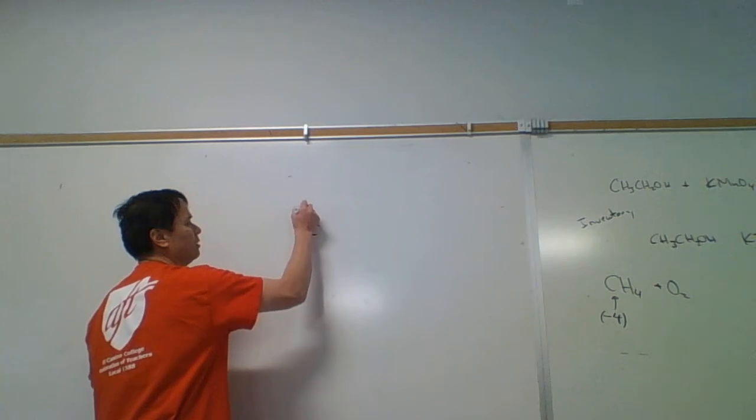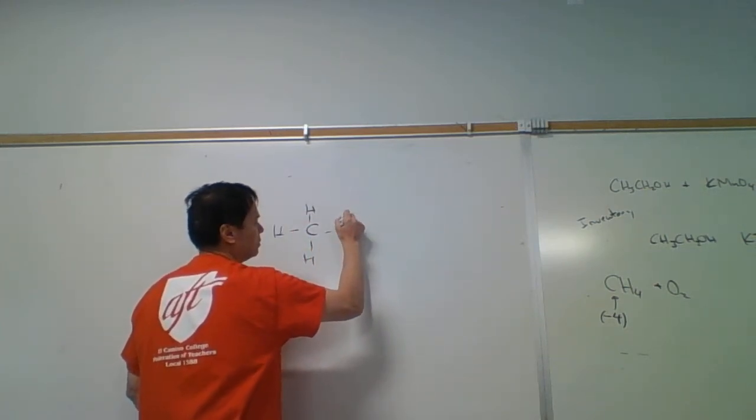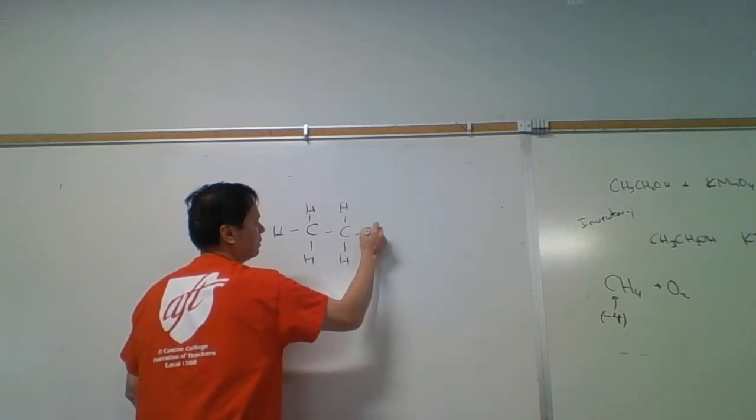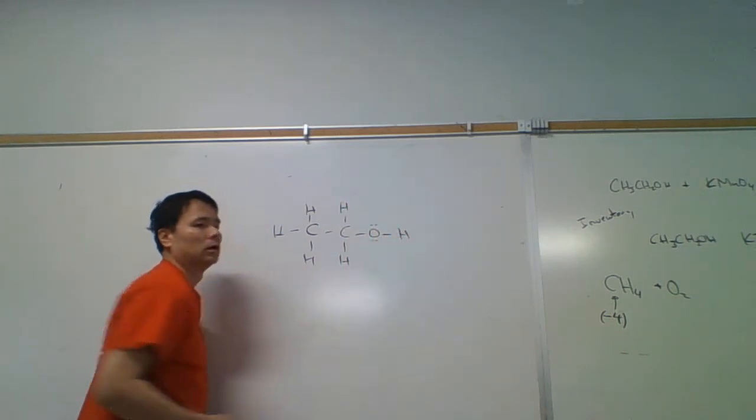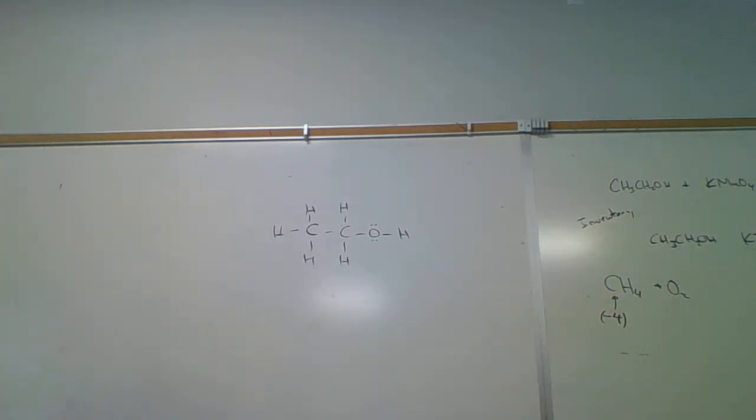So for ethanol, the best way of determining the oxidation state is from the Lewis structure. So if we look at the Lewis structure here, remember there are different ways, three ways of counting electrons. Tell me the three ways of counting electrons. There are more than three ways, but three main ways of counting electrons. We count the electrons using the octet rule.